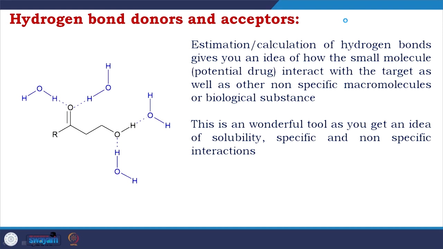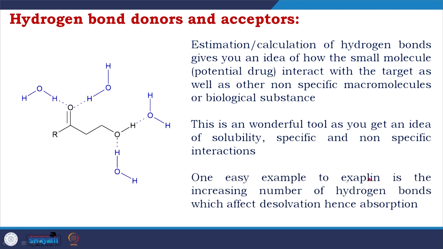As much as this decision would be biologically relevant, better would be your model. Because hydrogen bond is always a quantitative thing, you know the target, you could measure it, so it's always a very helpful and critical parameter. This is a wonderful tool. By tool, I mean the estimation of hydrogen bond donor, hydrogen bond acceptor, considering the small molecule interacting with the biological system. This is a wonderful tool as you get an idea of solubility, specific and non-specific interactions.